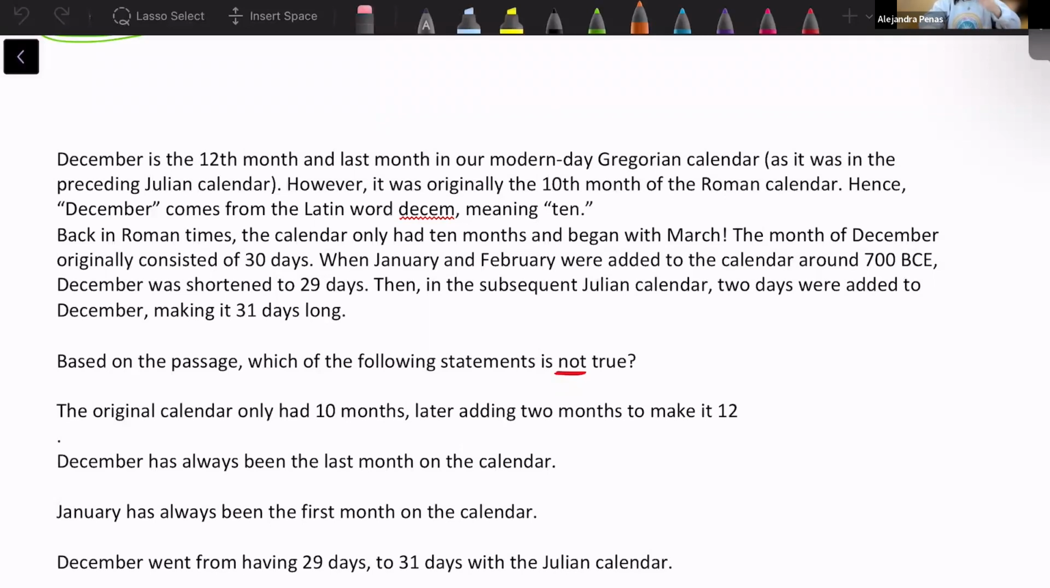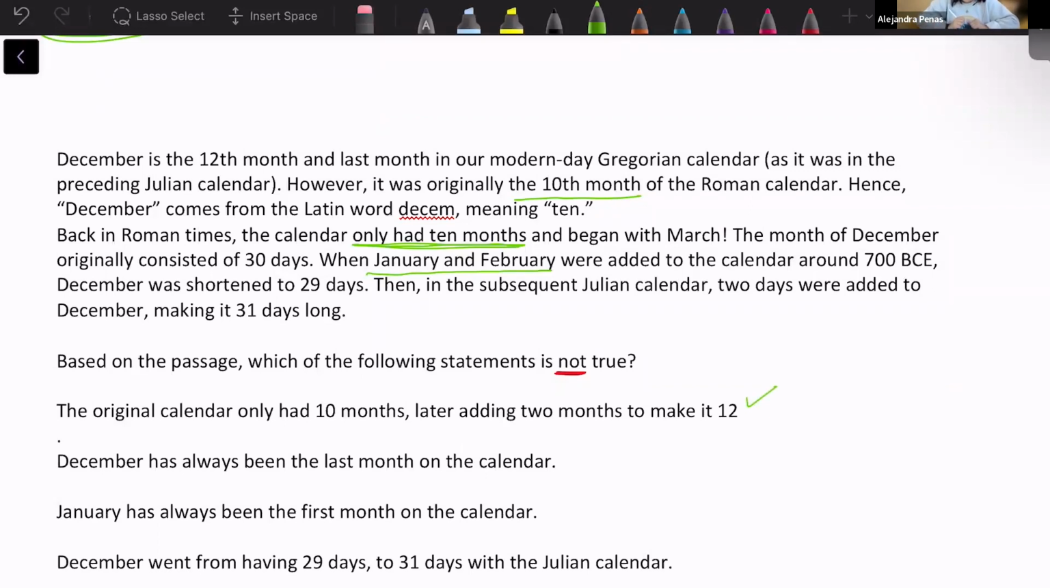So, I'm going to go through these answer choices and just check off which one was said. The original calendar only had 10 months, later adding 2 months to make it 12. They mentioned that the original calendar was originally 10 months, and then they added January and February. And they actually had it here, only had 10 months. So this one is definitely mentioned, so that one can't be the answer.